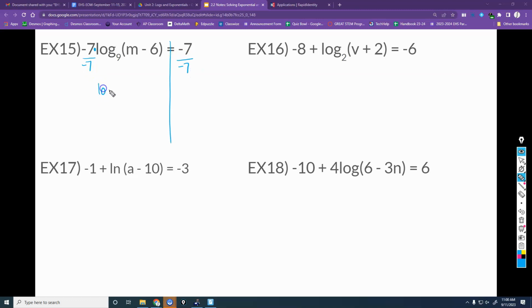So log base 9 of M minus 6 is going to equal 1. Now, I'm not going to do 16, but on 16, how would I get rid of that -8? I would add it because it is separated by that plus sign. See the difference between 15 and 16? Okay, now I think I'm safe to get rid of the log. Elijah, what would I need to do to get rid of that log?